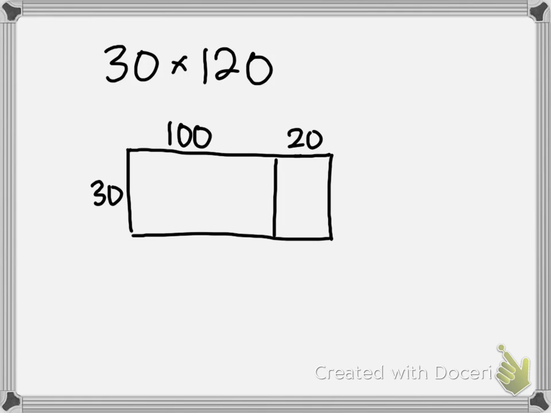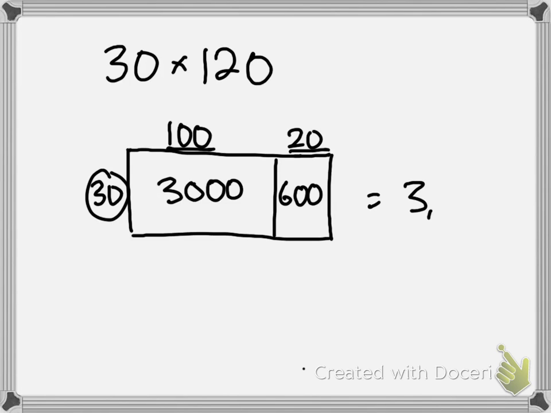We write the expanded form for both along the side and the top. 30 would be on the side here, and then 100 plus the 20 along the top. 30 times 100 is 3,000, sorry. And then 30 times 20 is 600. And then you would add those two numbers together, and that would be equal to 3,600.